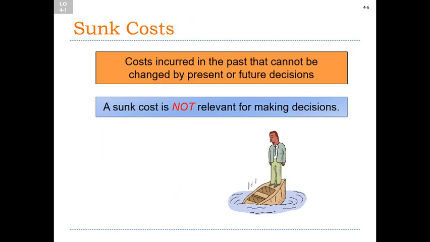Now, there's this concept that you may have dealt with back in managerial accounting called sunk costs. These are costs that you've already paid and thus cannot be changed by present or future decisions. Thus, they are not relevant to the decisions that you're trying to make here.